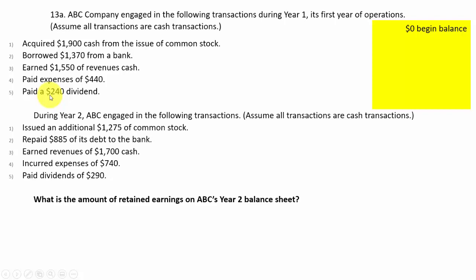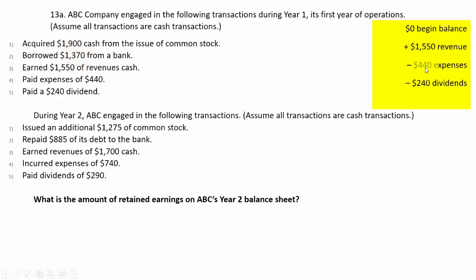And the only things that affect retained earnings are revenues make it go up, expenses make it go down, and dividends make it go down. So from these transactions here, we've got the following. Plus $1,550 for revenue, minus expenses of $440, and paid out a dividend of $240. We don't count issuing common stock because that has nothing to do with retained earnings. And we don't count borrowed money from the bank. That only affects cash on the asset side and liabilities. Look up past transactions, you can see.